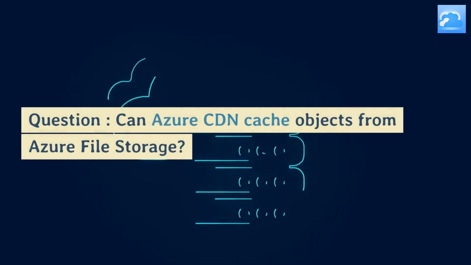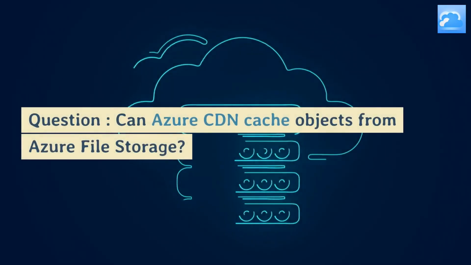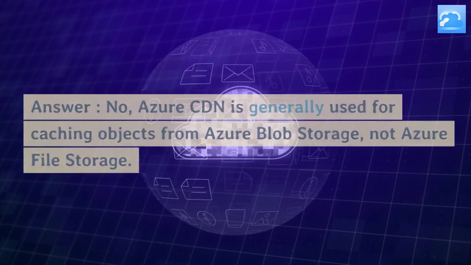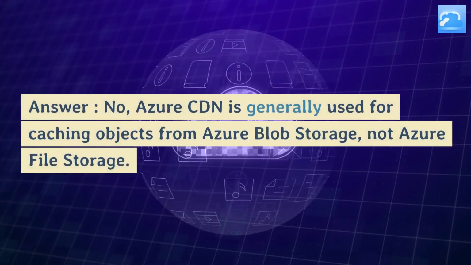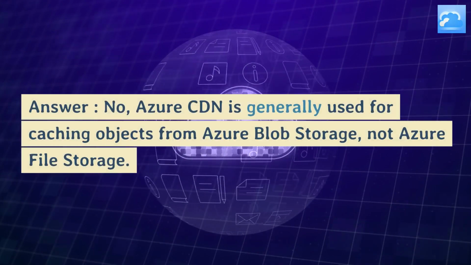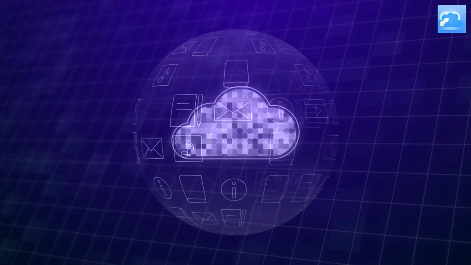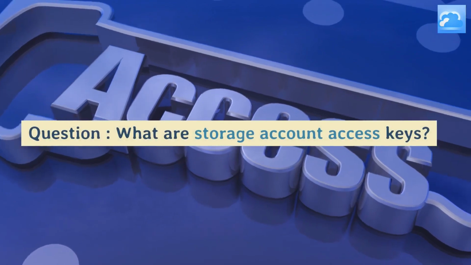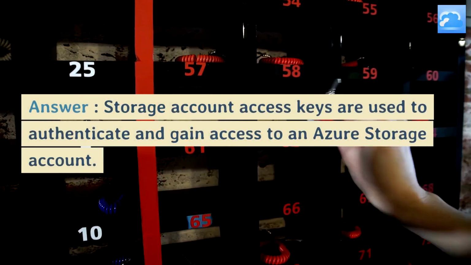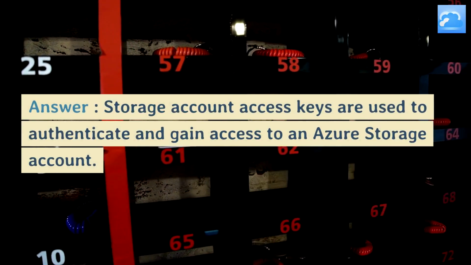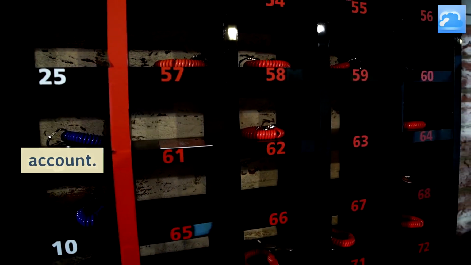Question: can Azure CDN cache objects from Azure File Storage? Answer: no. Azure CDN is generally used for caching objects from Azure Blob Storage, not Azure File Storage. Question: what are storage account access keys? Answer: storage account access keys are used to authenticate and gain access to an Azure storage account.